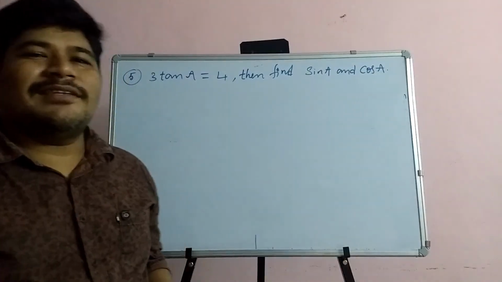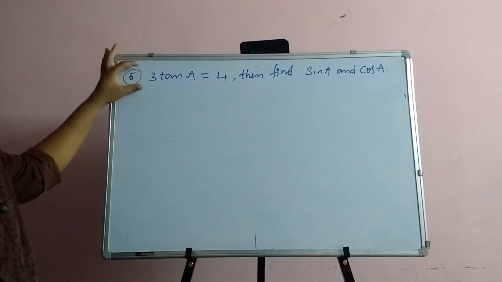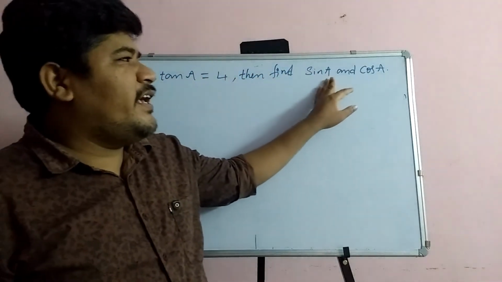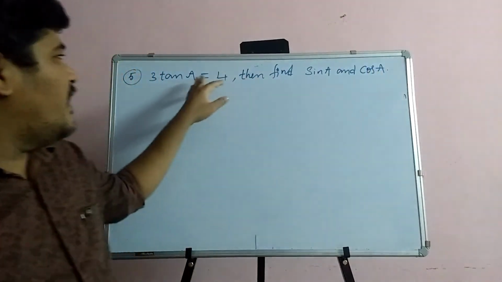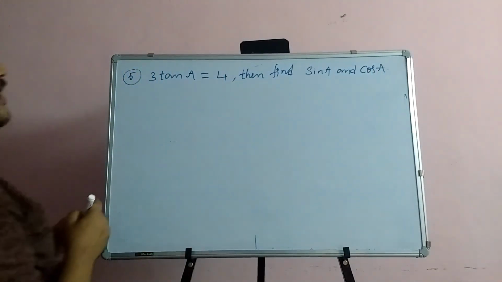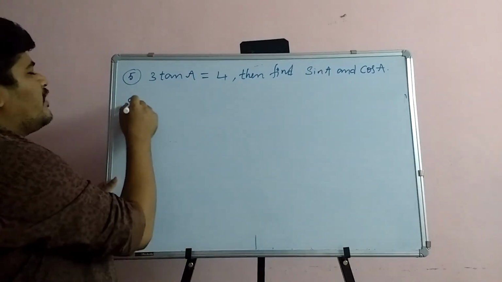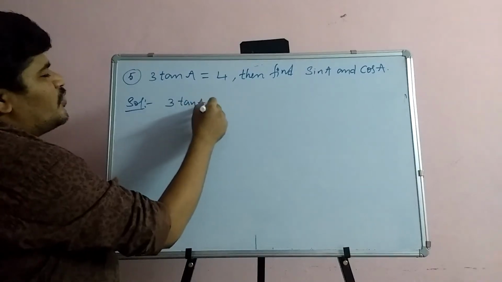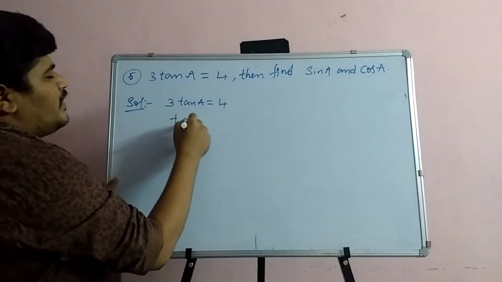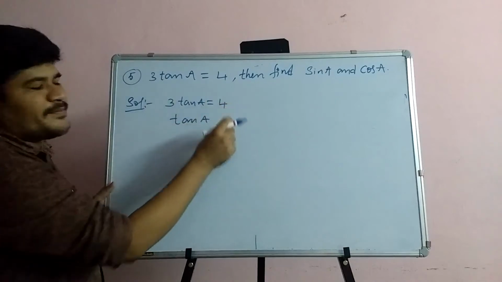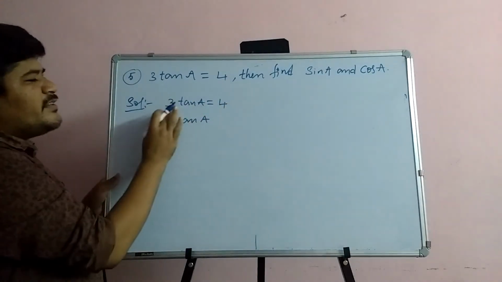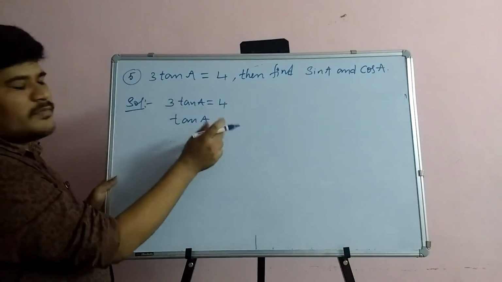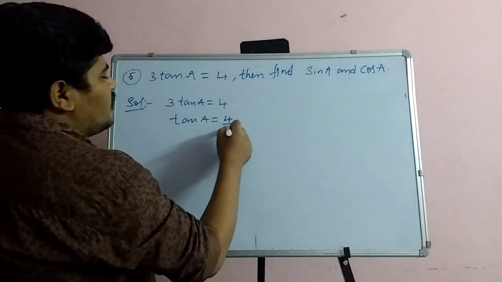Yeah, students, let's see problem number 5. 3 tan A is equal to 4. Then find sin A and cos A. So that's the given equation in the problem. Okay. So see students, 3 tan A is equal to 4. Now what will tan A be? 3 tan A means 3 into tan A. So after transposing, into becomes division, right? So tan A is equal to 4 by 3.